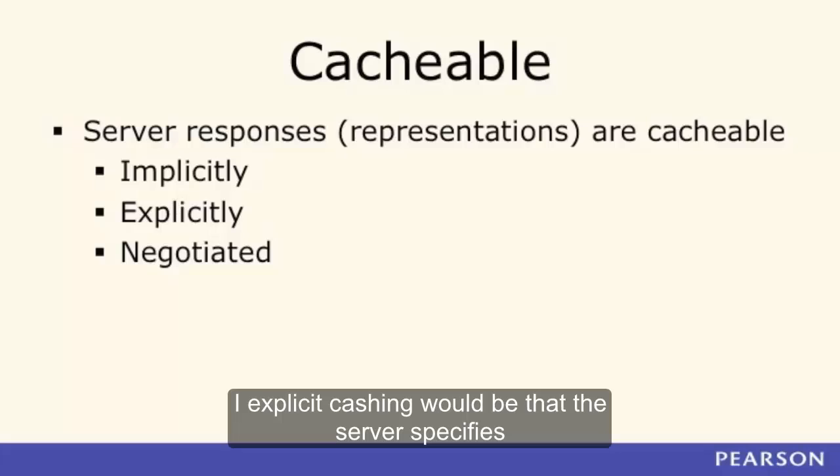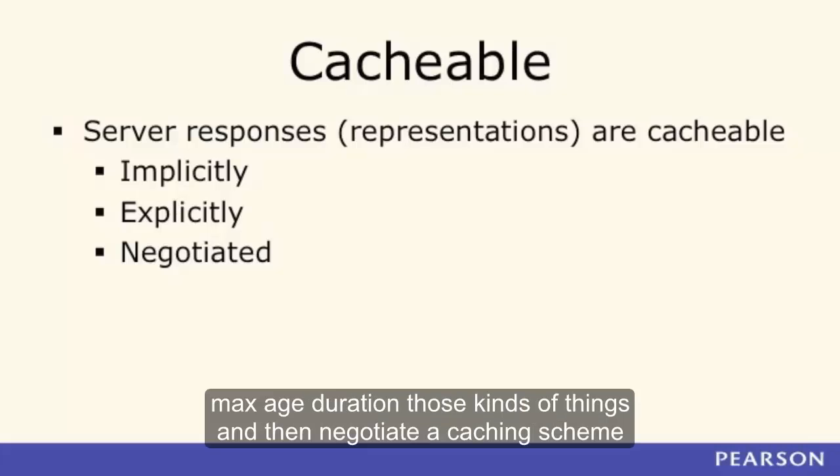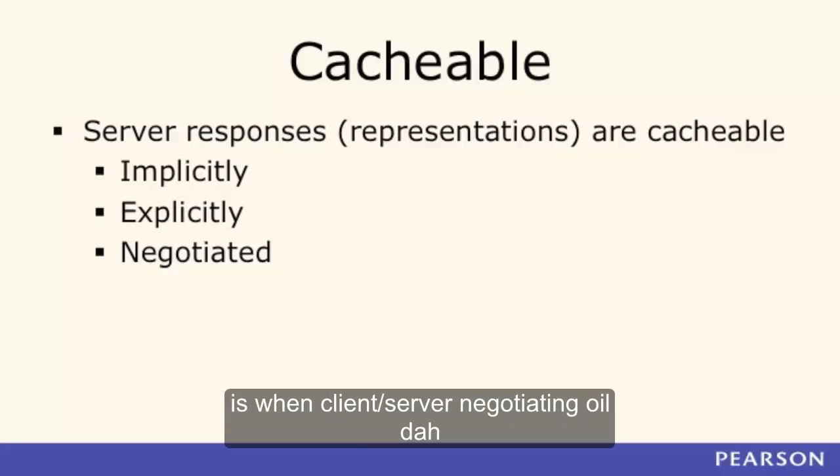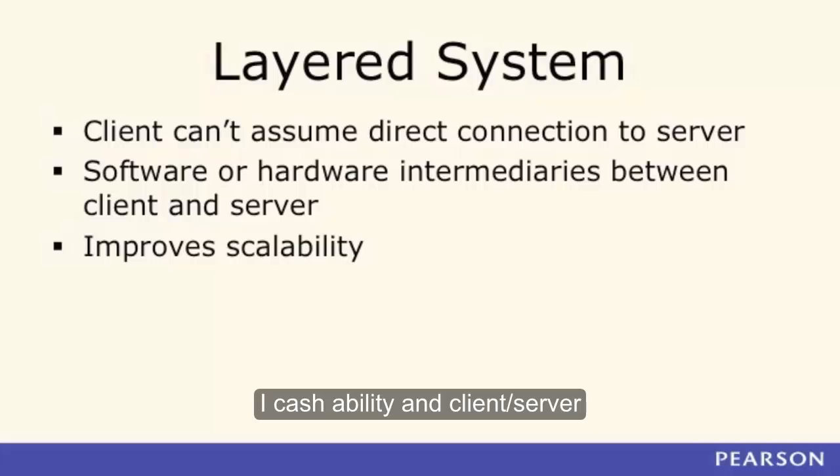Explicit caching would be that the server specifies max age, duration, those kinds of things. And then a negotiated caching scheme is when client and server negotiate to figure out how long an item can be cached. The layered system constraint kind of goes hand in hand with the previous two we mentioned, cacheability and client server.